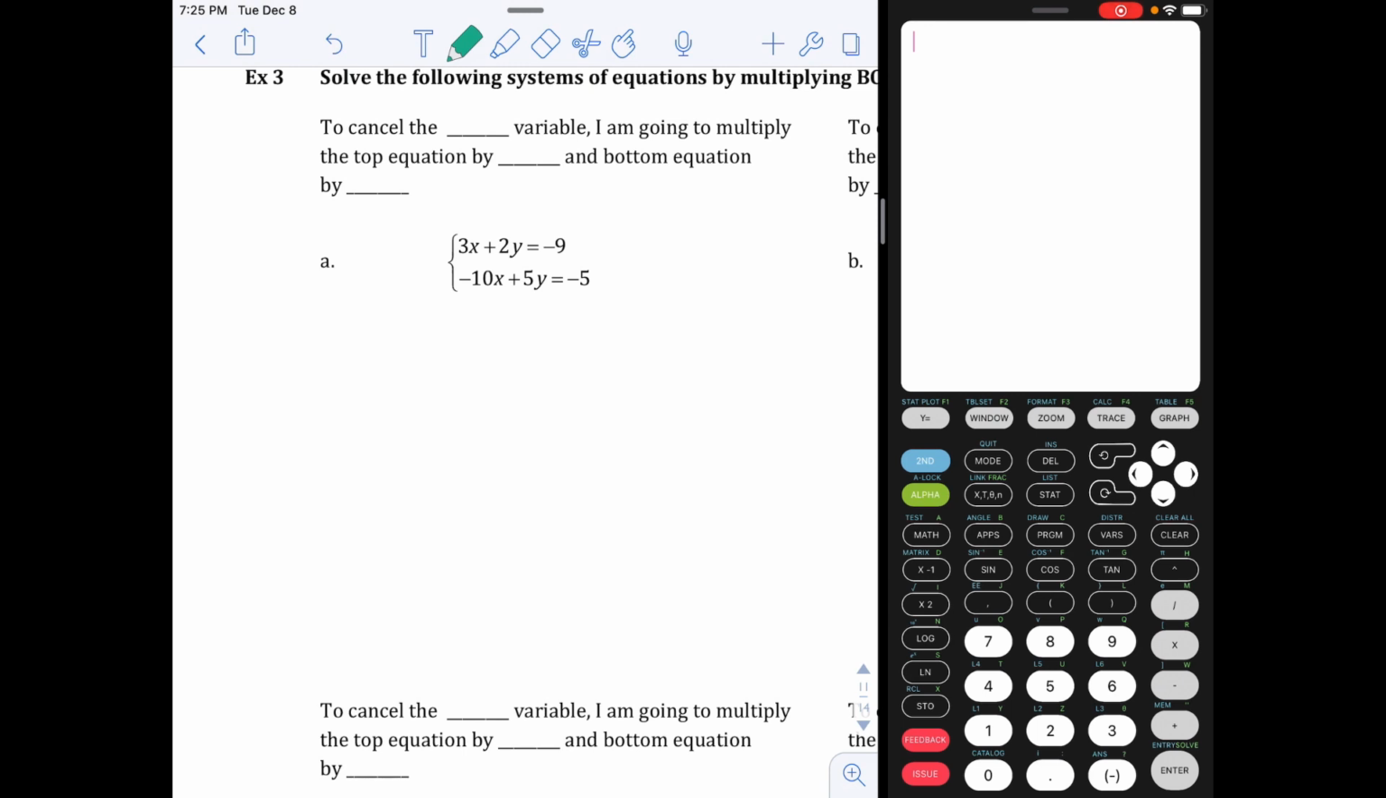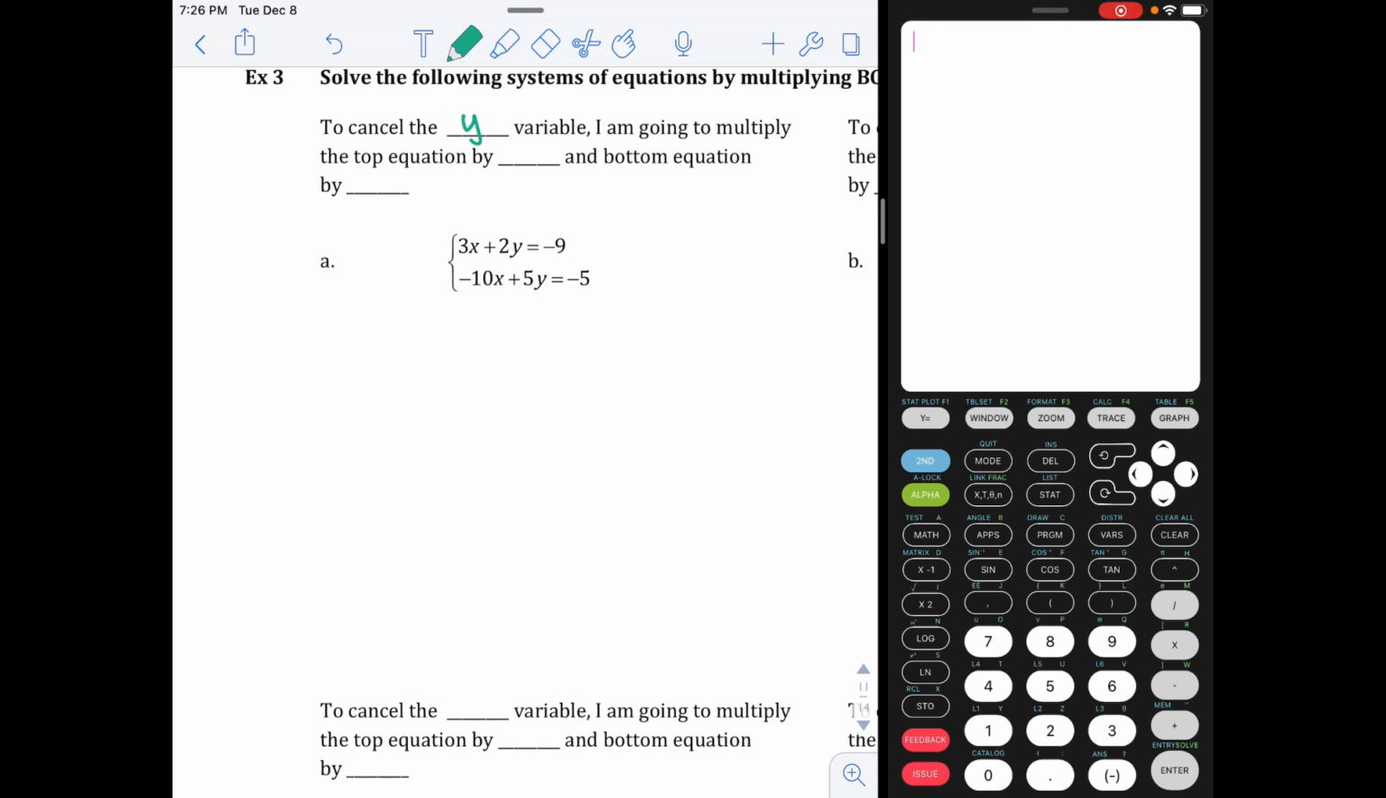So looking at these, I'm going to look at my x's and at the smaller one. 3 times nothing gives me 10. So I go to my y, to the smaller one, 2 times nothing gives me 5. So let's just say that I want to eliminate the y's in here. And I'm going to multiply. Well, the y's, remember, they have to be opposite signs, right?